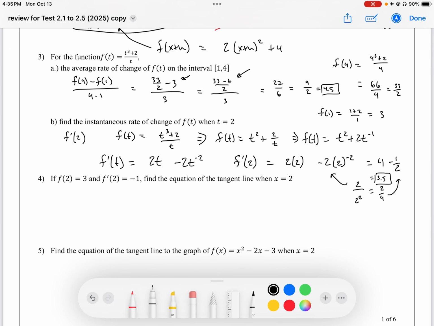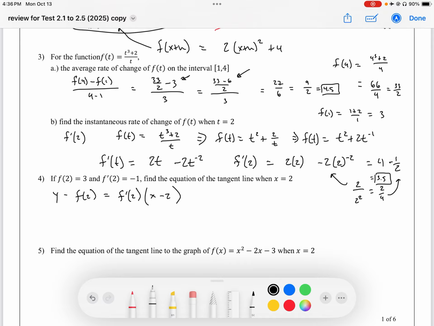Number 4, find the equation of the tangent line when x equals 2. The equation of the tangent line is simply y minus the y value at 2 equals the derivative at 2, the slope, times x minus 2. Right? That's just kind of the calculus version of the point-slope form of the line.